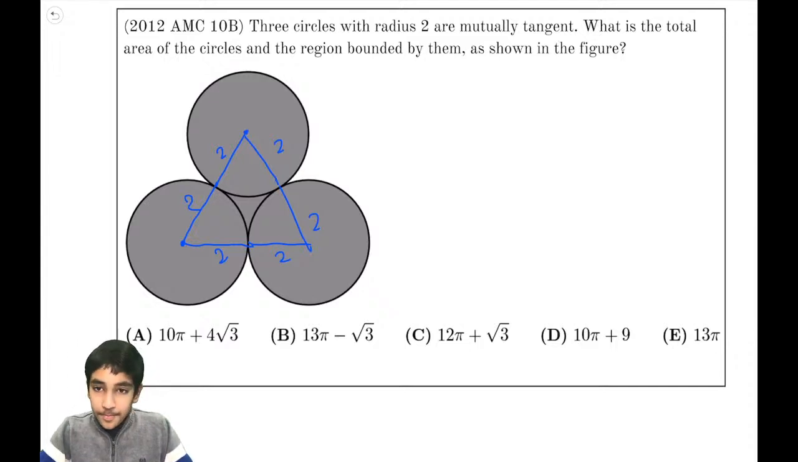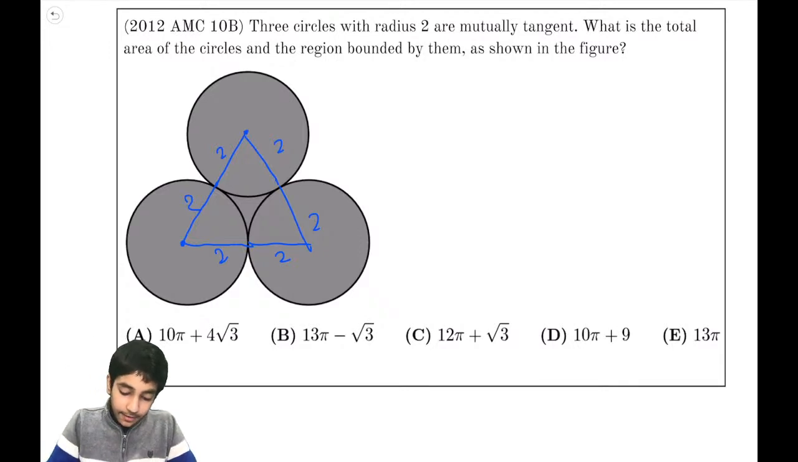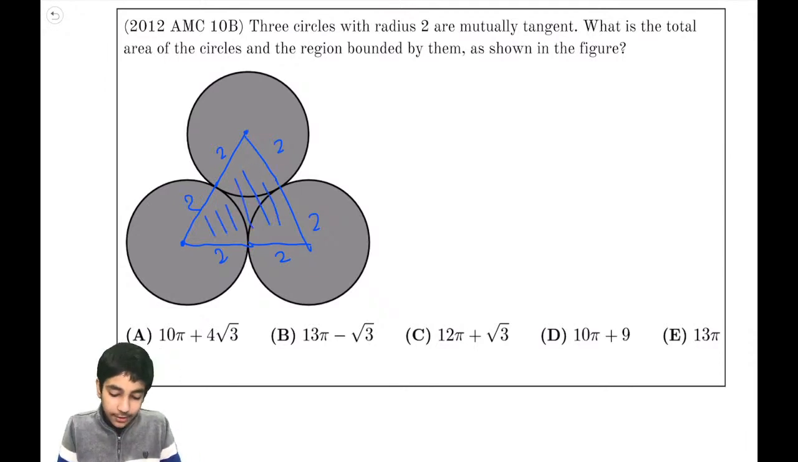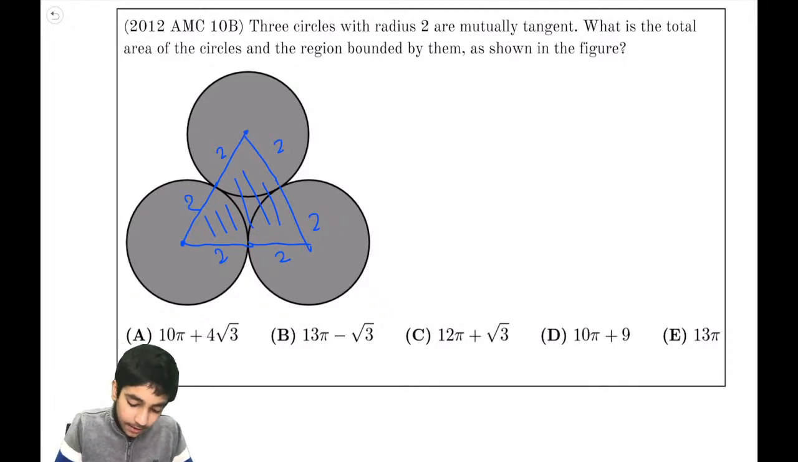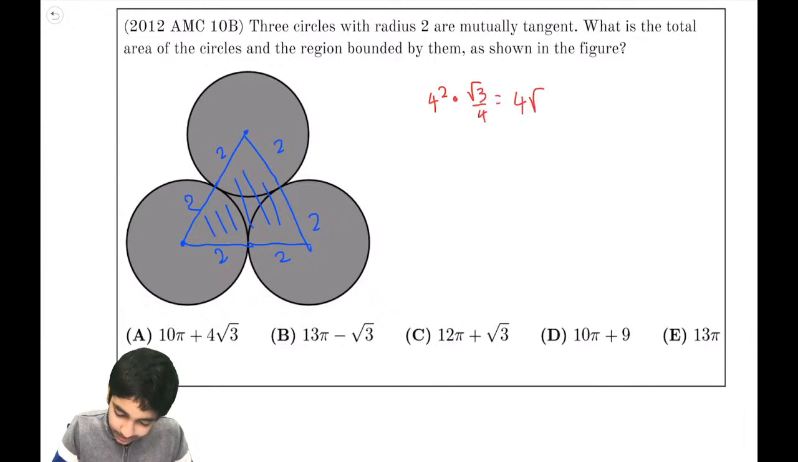Okay, so it looks like some of you have some good ideas. In order to find the area of the 3 gray circles, we need to find the area of this equilateral triangle in the middle here. We need to find the area of the equilateral triangle in the middle and the area of the other sectors on the outside. What's the area of this equilateral triangle in the middle? That's just going to be equal to 4 squared times root 3 over 4, which is equal to 4 root 3, okay? So that's the area of this equilateral triangle.